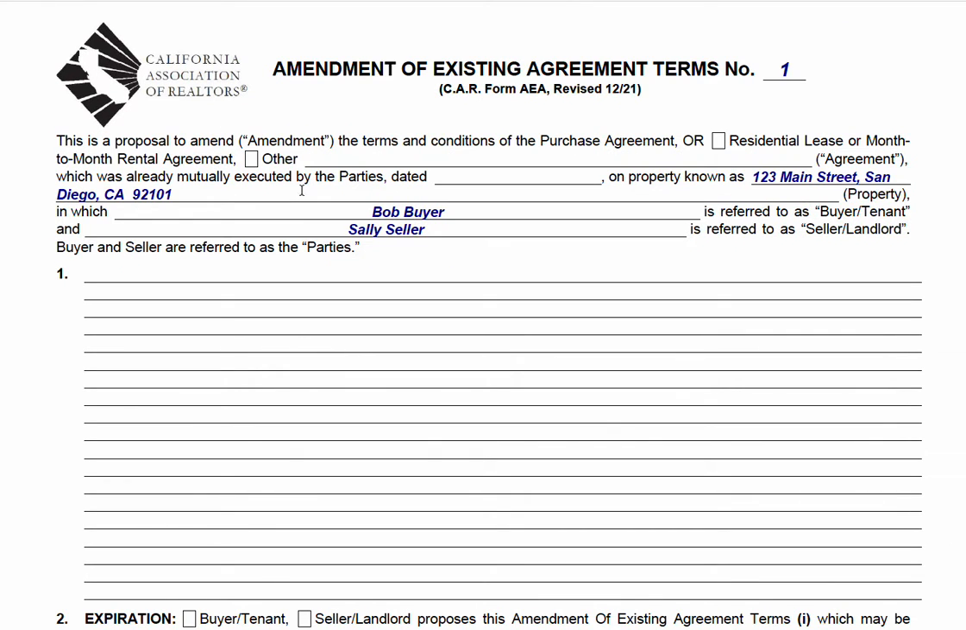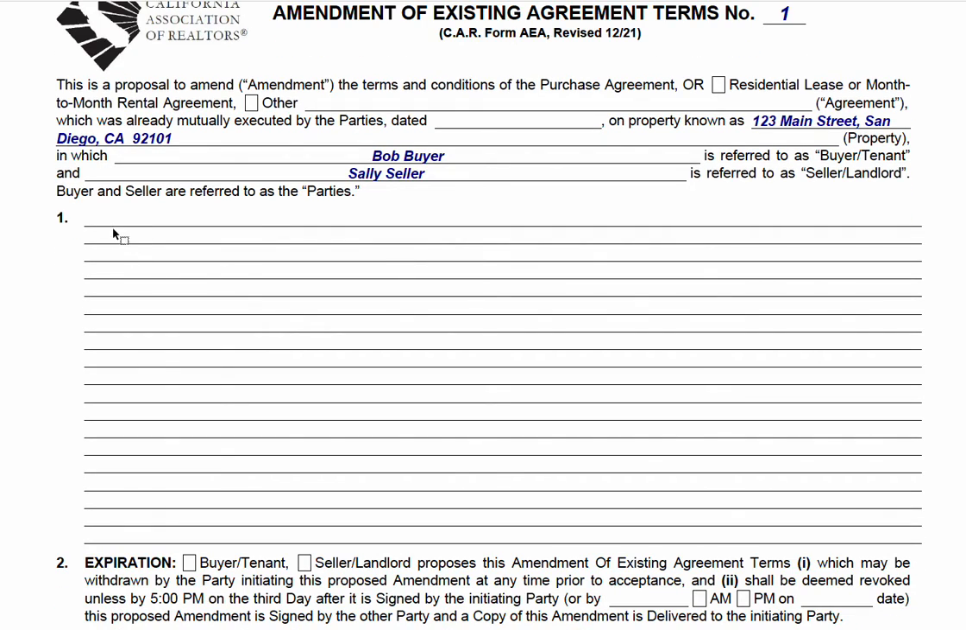Now, the amendment is listed as a proposal to amend, meaning change, a pre-existing term in the purchase agreement or whatever else you designate as the agreement you're changing. And you put the date of that agreement, address, names of the parties. Now, what are you proposing to change? The sales price, the close of escrow date, the amount of the seller credit, the amount negotiated for purchase of personal property. Whatever you want to change gets put in here.